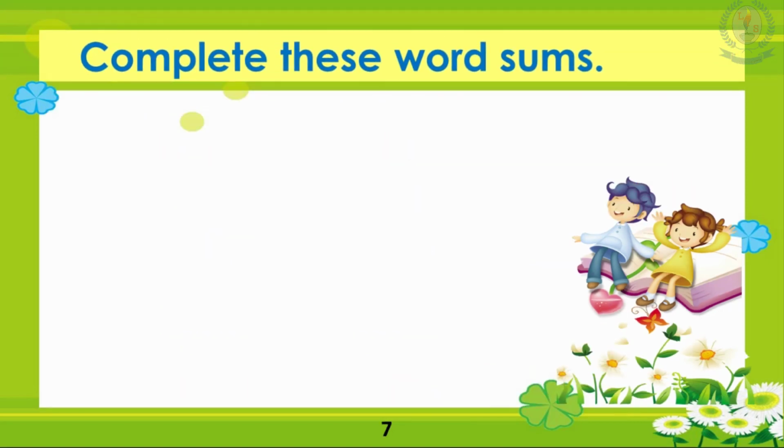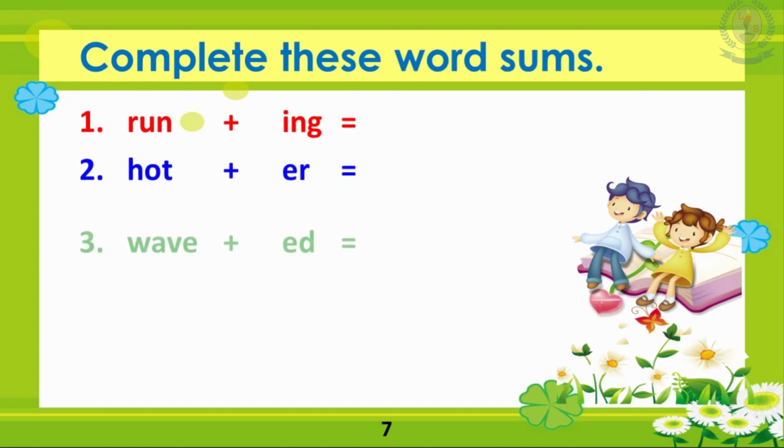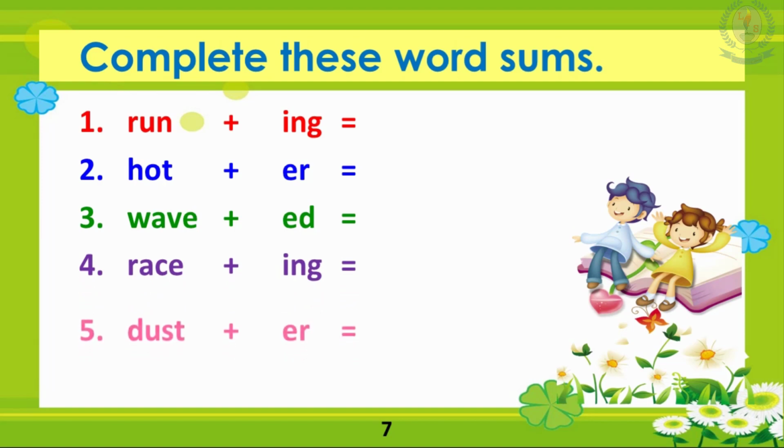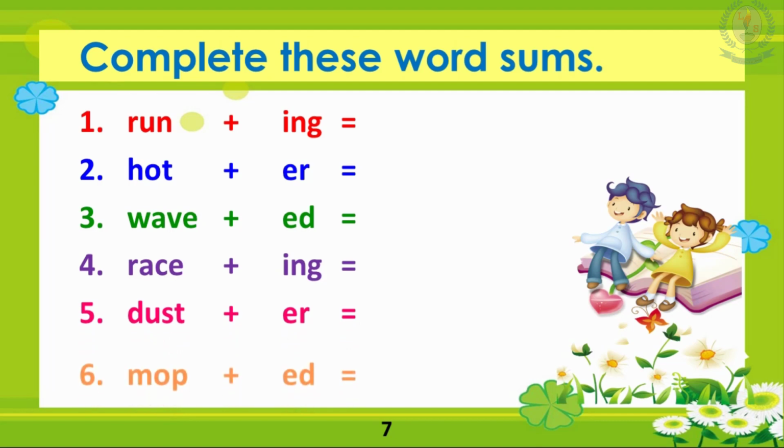Now, can you complete these word sums? First one, run and ing. Second one, hot and er. Third one, wave and ed. Fourth one, raise and ing. Fifth one, dust and er. And sixth one, mop and ed.